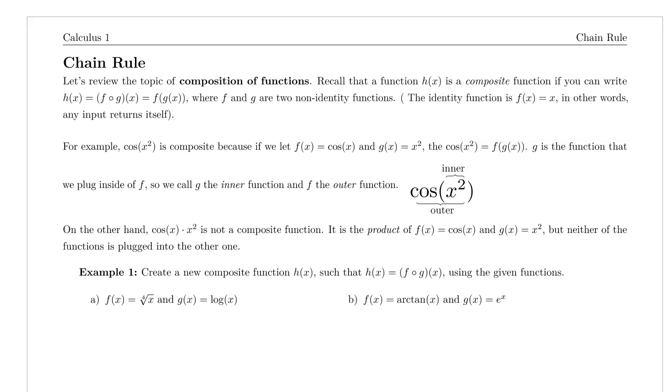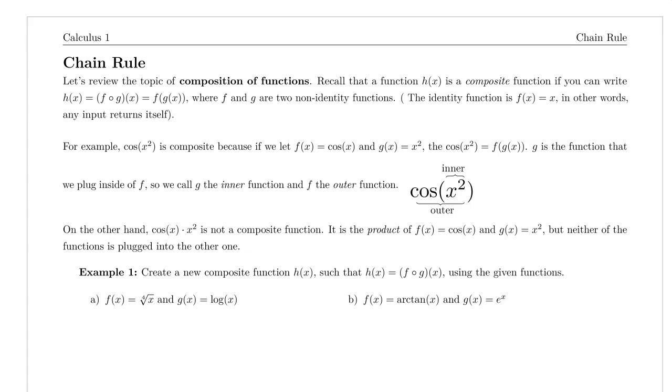In this video, we will be talking about the chain rule. Let's review the topic of composition of functions. Recall that a function h of x is a composite function if you can write h of x equals f composed with g of x, which is equal to f of g of x, where f and g are two non-identity functions. If you didn't know, the identity function is f of x equals x. In other words, any input returns itself.